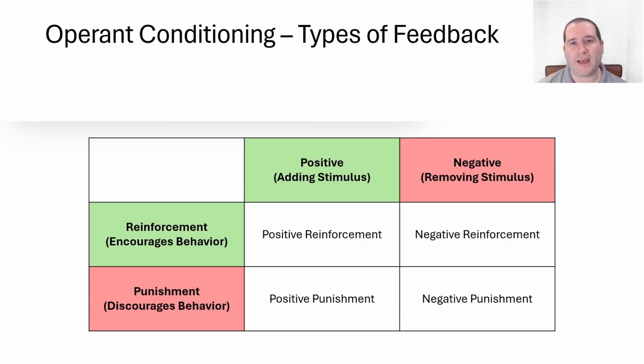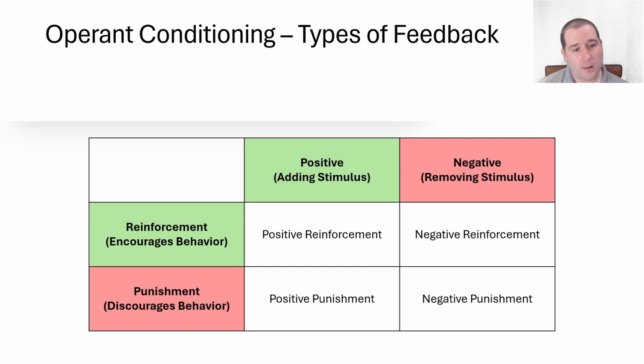Next we're going to look at the types of feedback. So in the field of behaviorism and operant conditioning, they really focus on two ideas. The first is the stimulus. Are we adding a stimulus to the environment or are we removing a stimulus? This is a little confusing because when we add a stimulus, they call it positive, and removing a stimulus is negative. This doesn't mean it's positive or negative in the eyes of the student or in the eyes of the teacher. Positive or negative literally means we're adding or removing a stimulus.